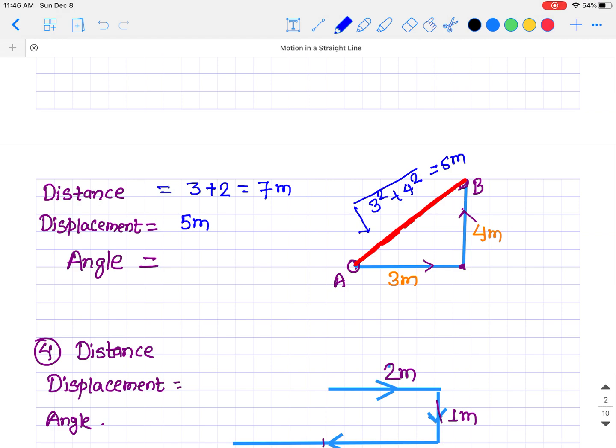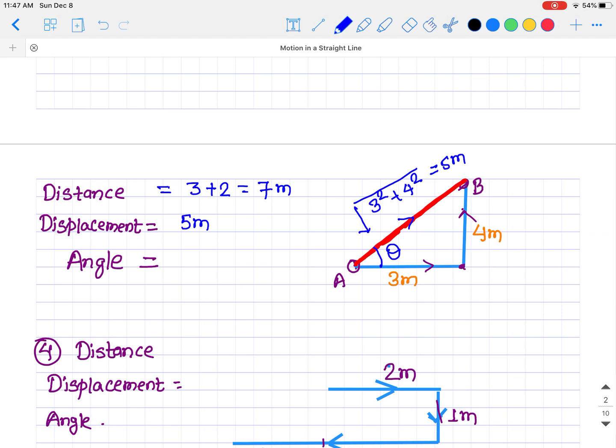Now, how do you find out the angle? The angle is defined as this angle here. Let's call it angle theta. All right. So the particle, or the object, has moved from point A to point B in this direction, at an angle theta with respect to the x-axis, or with respect to the horizontal line. So what is this angle here? How do you find out the angle?